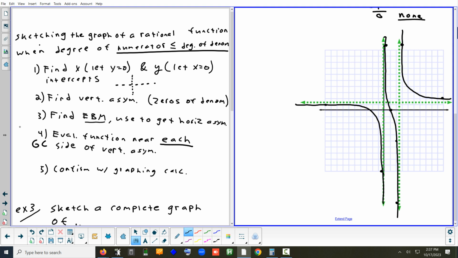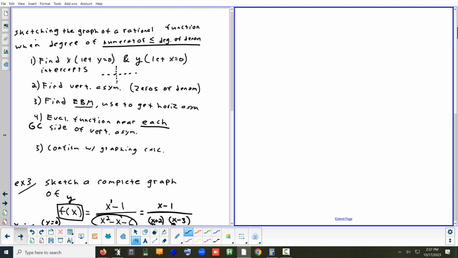So tomorrow we'll do a little bit more with sketching. And then that'll be it for section 4.2.